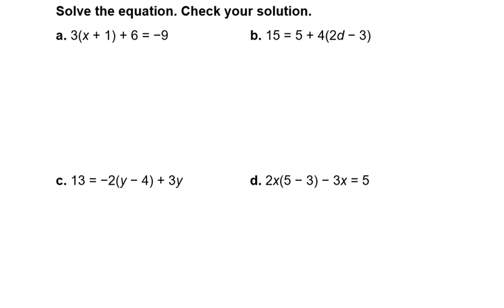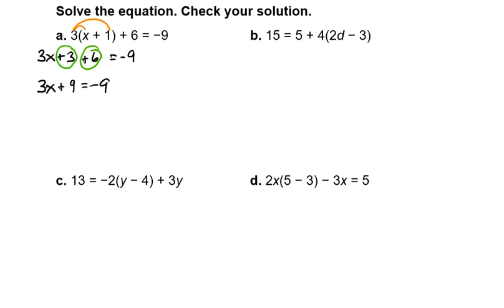So there's a couple different ways to do these types of problems, but we're going to do all of these ones kind of the same way. So we're going to distribute that front term, because that's kind of what comes to our minds first. And so that's going to give us 3x plus 3 plus 6 equals negative 9. Now we see that we have two like terms, the 3 and the 6. So we're going to combine those. So now we have 3x plus 9 equals negative 9.